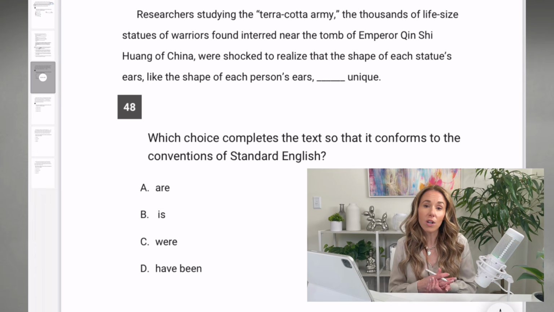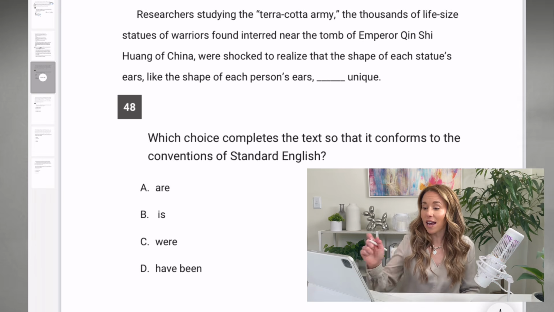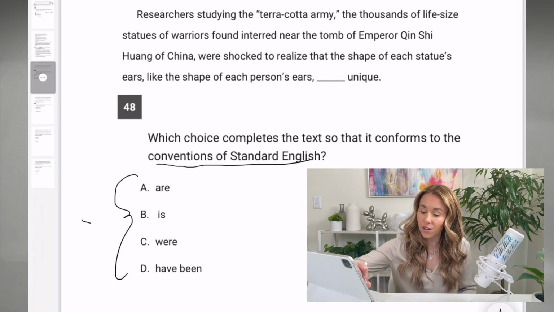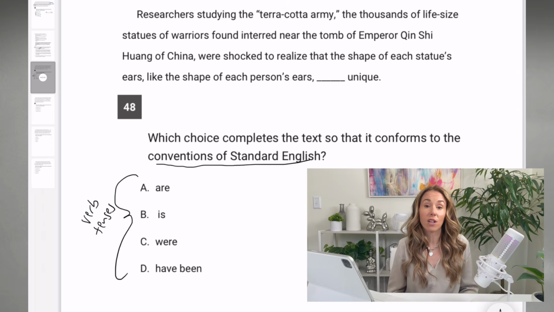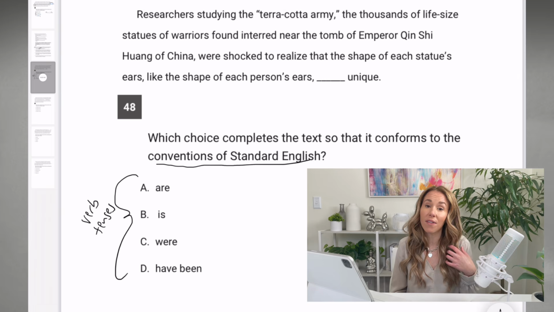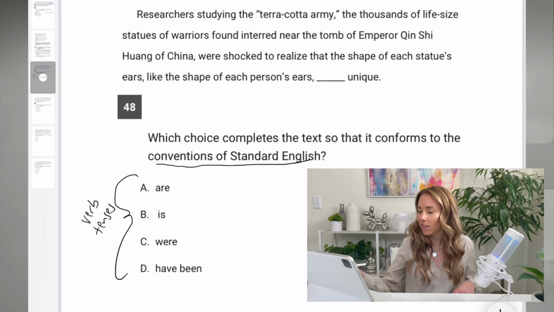So when you get to a question that is asking about the conventions of standard English and you have verb tenses as your answer choices, you are probably on a subject-verb agreement question. There's two ways you can tackle this. First, you can actually just look at the answer choices and pick the one that's different than the others as far as how it's being conjugated. I can't think of a better word, but anyways.